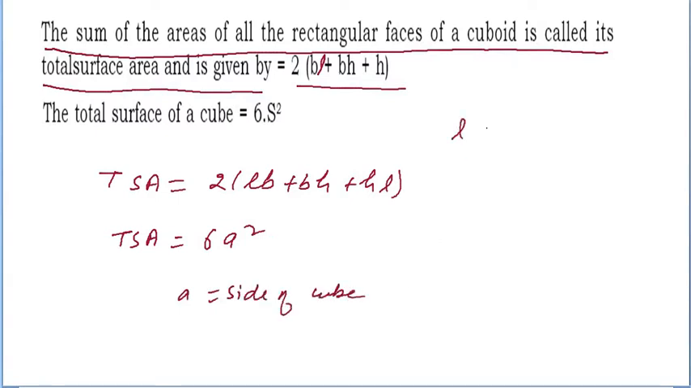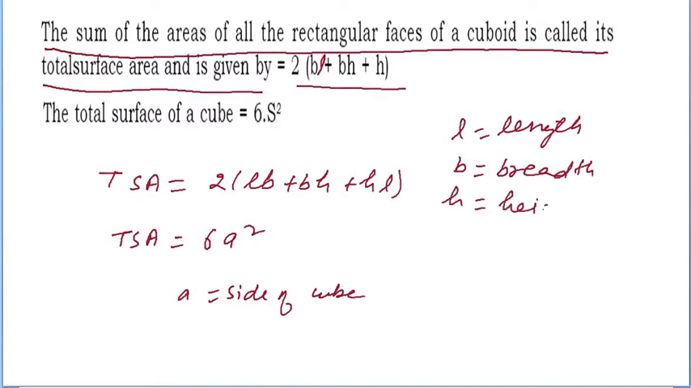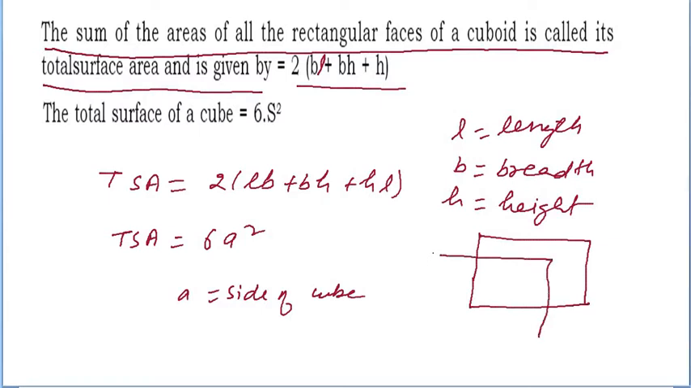L is length, B is breadth, and H is equal to height. Now you can see it is looking like this. So that is length, breadth, and height. So you can do all these things.